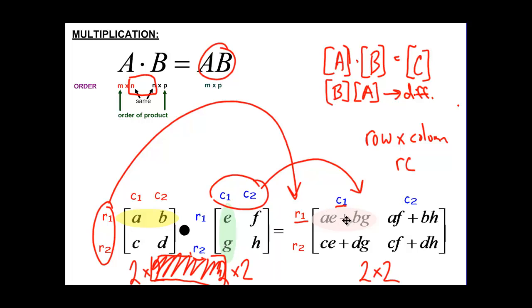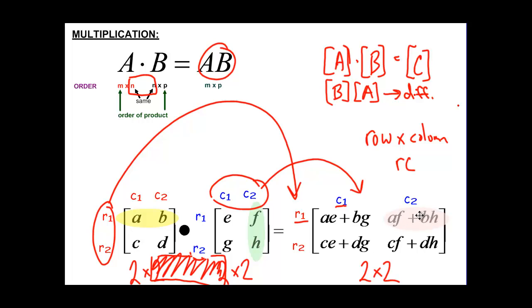Okay, so let's move to, for instance, row 1, column 2. So I want to look at row 1, now column 2. So this data represents A times F plus B times H. First entry and then second entry.